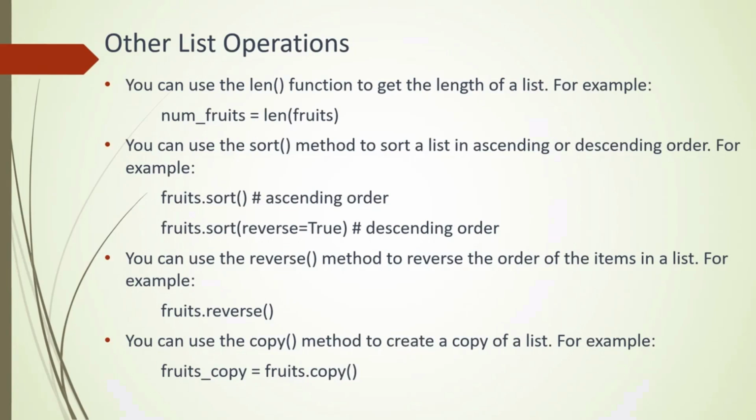That will give you the number of items in that list. And if you wanted to sort a list in ascending order, all you need to do is say fruits dot sort. That will sort in ascending order, because by default sort will sort the list in ascending order. If you wanted to reverse that order, you say fruits dot sort, and then inside the bracket you say reverse equal true. That will ensure that the list has been sorted in descending order.